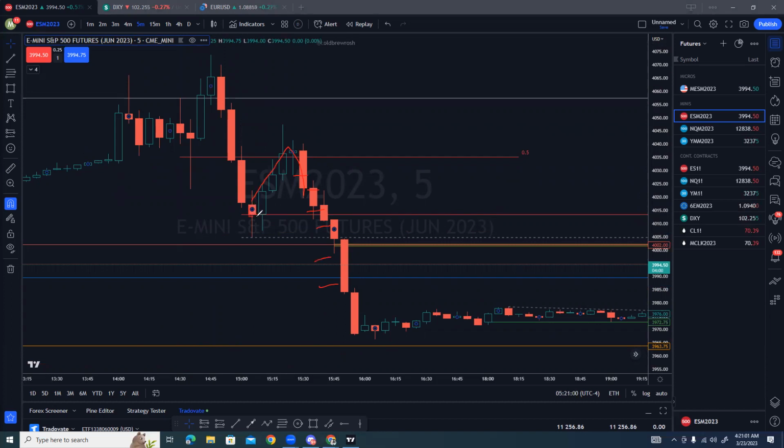Let's say this was an order block. Look at the biggest hesitation in that move happened at that order block. We touch there, we bounce up, and then we roll.